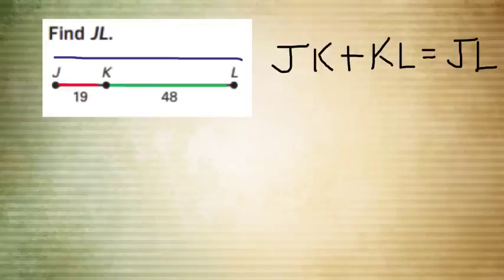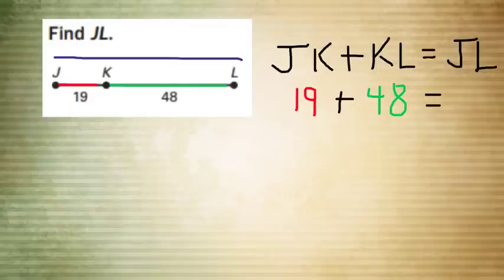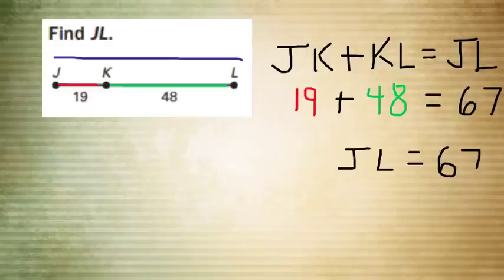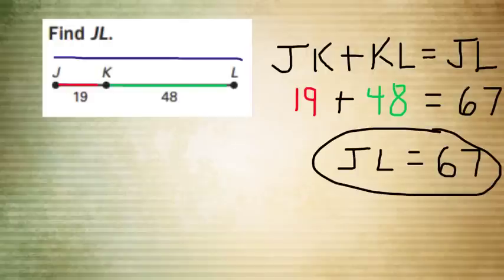So for example, segment JK, which I did in red there, has a length of 19. Segment KL, which I did in green, has a length of 48. And obviously the segment addition postulate has set it up for us already, and we're just going to add 19 plus 48, which is 67. So segment JL has a length of 67 units.